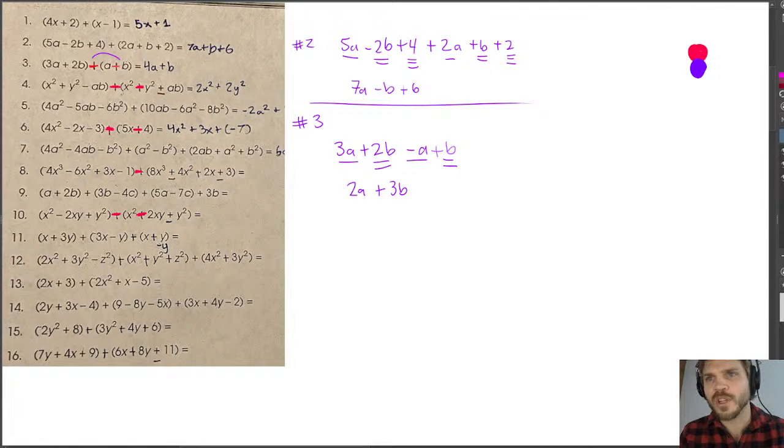Hard to say for sure. Yeah, these are both negative. Okay. Negative, negative, negative, negative.